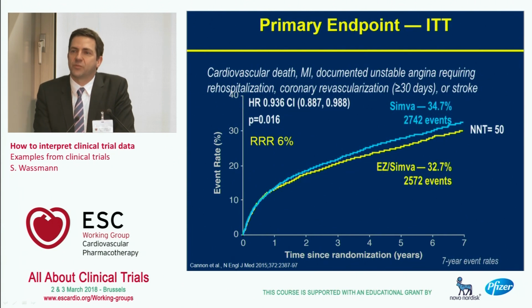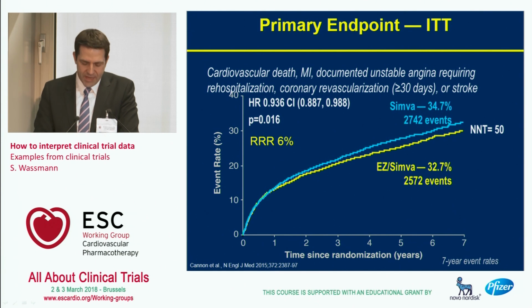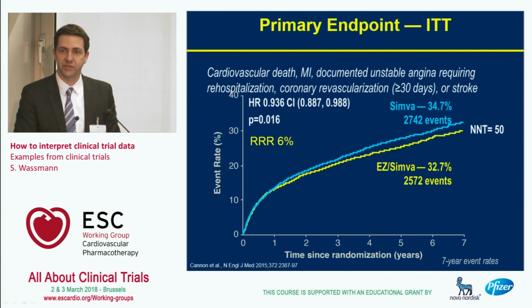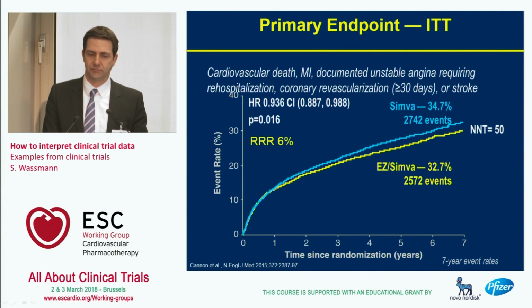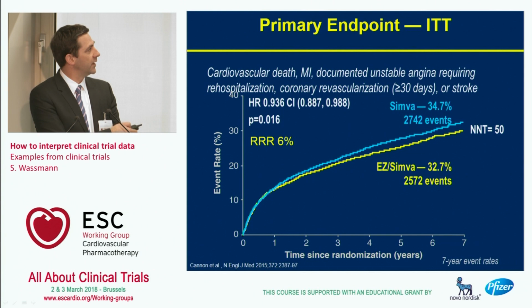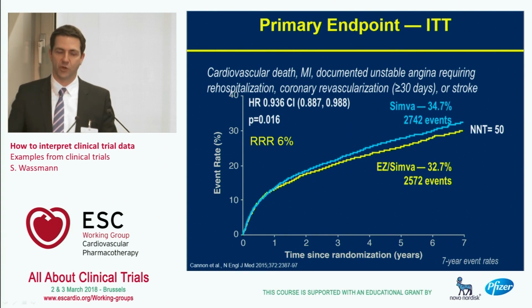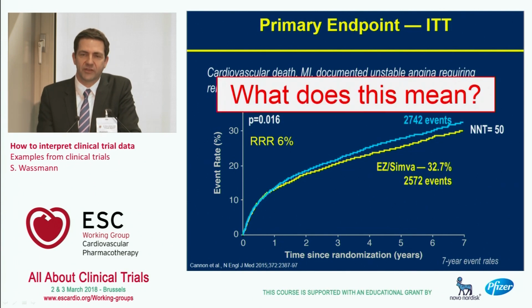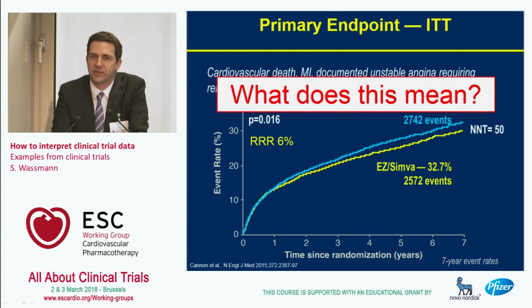Now this is the primary endpoint in the intention-to-treat analysis, again this combined endpoint, and you see the Kaplan-Meier curves here. There was a relative risk reduction of 6% over 7 years, statistically significant, with a number needed to treat of 50 over the course of 7 years. So these are the results. Now, what I would like you to tell me is, what do you think these results mean?